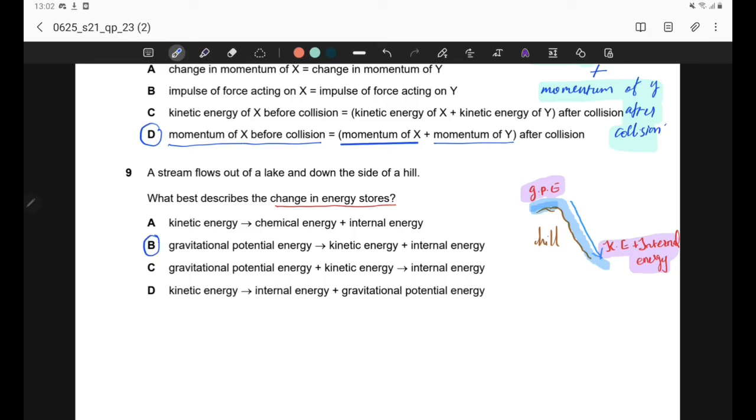So here, internal energy is mainly because when the water falls, there will be some friction. Because of the friction, the water molecules will gain some thermal energy. So their thermal energy increases, that is internal energy. So basically we can conclude that the gravitational potential energy will convert to kinetic energy and some is lost in the form of thermal energy.